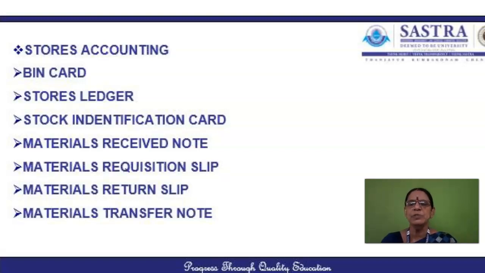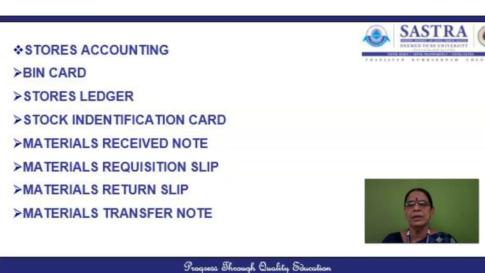For the purpose of stores accounting, the following records and documents are kept. First one is the bin card, the stores ledger, the stock identification card, the materials received note, material acquisition slip, materials return slip and the material transfer note. We shall see all these records one by one in detail.